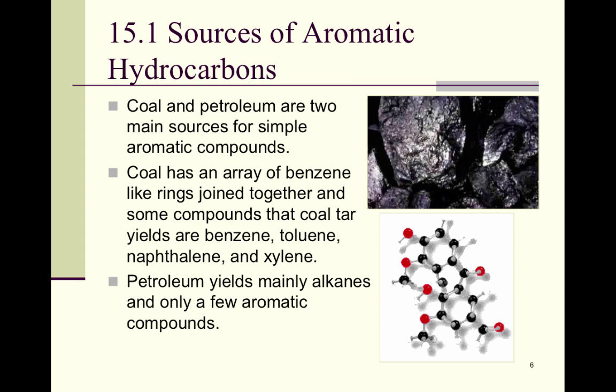Coal has an array of benzene-like rings. You can see the structure on the bottom right-hand side. Some compounds that coal tar yields are benzene, toluene, naphthalene, and xylene. Now, petroleum yields many alkanes and only a few aromatic compounds.